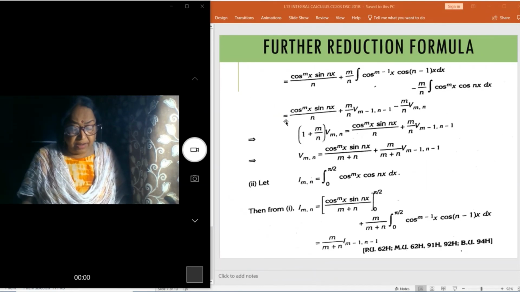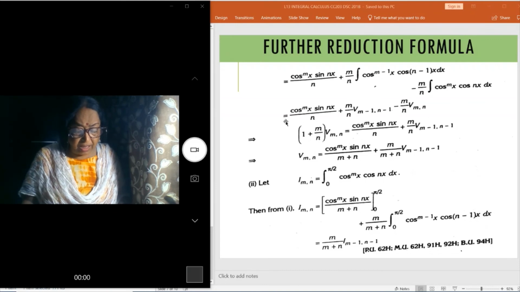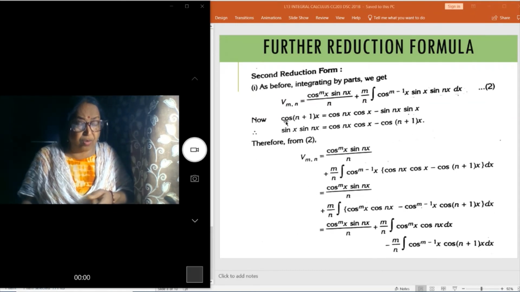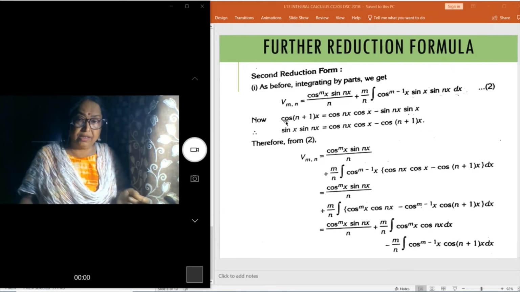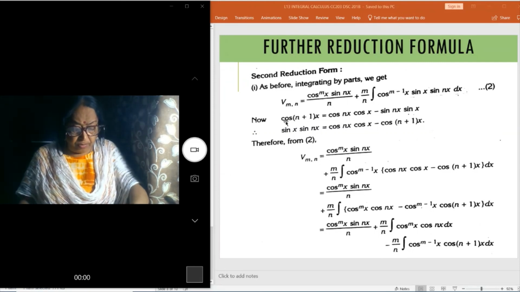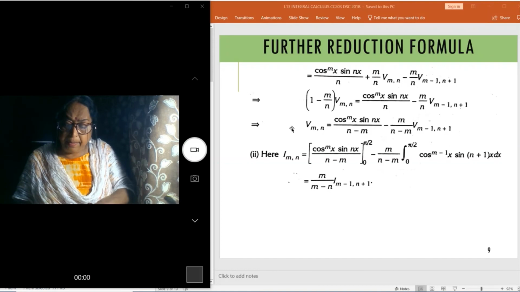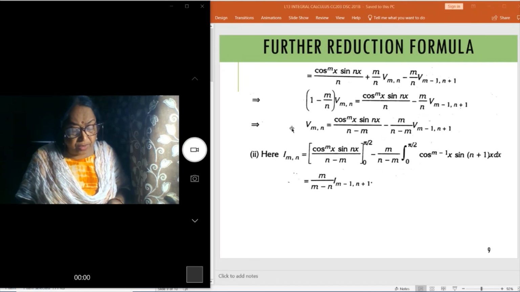Which can be written in the second reduction formula. Here we have taken the formula for cos n plus 1 x. But before we take the value of cos n minus 1 x. So here in the same way we can get the value of sin x into sin n minus 1 x. This is also we can put here, it is in the first form and it is in the second form. The formula reduces to m by m minus n into I m minus 1 comma n plus 1.